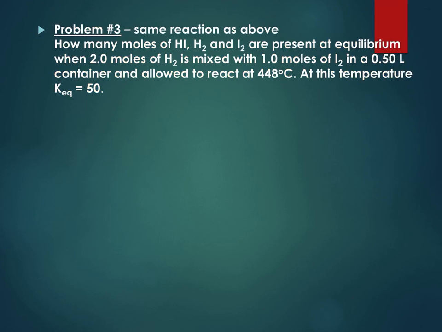Okay. So problem 3 is very similar to what we have done, except this time now it says how many moles of H2 and I2 are present at equilibrium when 2 moles of H2 is mixed with 1 mole of I2. So now here, these are not the same. Okay, so that is not going to give us a perfect square in the top and the bottom, which means that we have to use the quadratic formula.